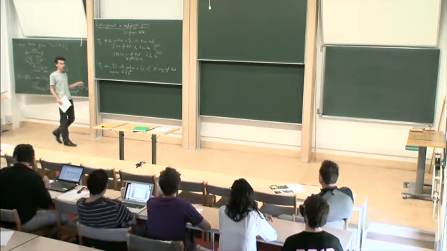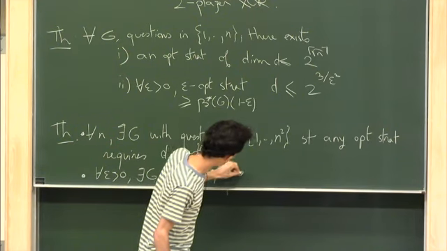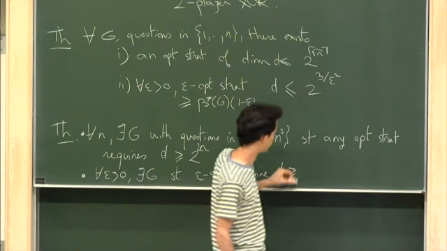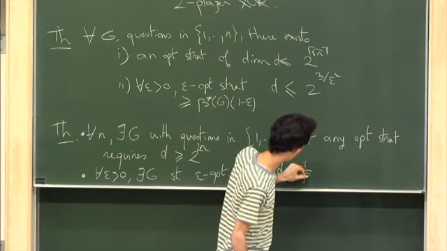The thing that I won't get into is trying to match the second bound here. And I think the best result that's known here is that for every epsilon, there exists a game. Actually, I don't know how many questions. So this is a game such that epsilon optimal strategies require dimension at least 1 over root epsilon.